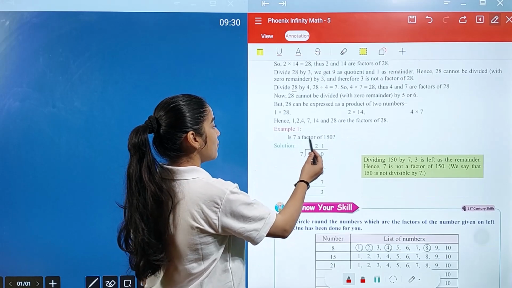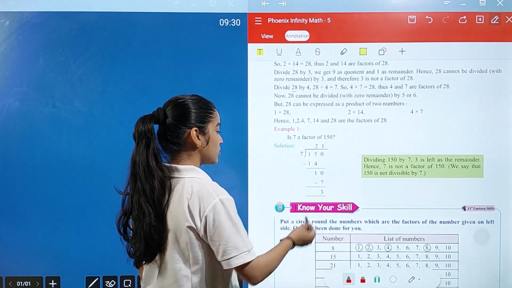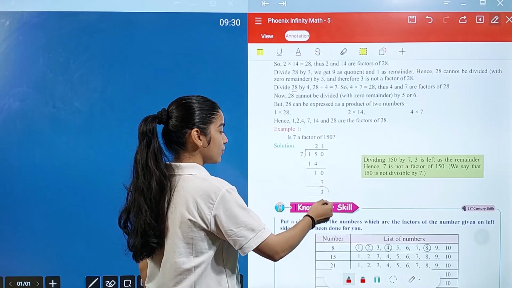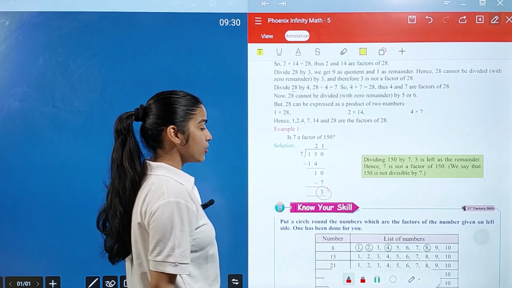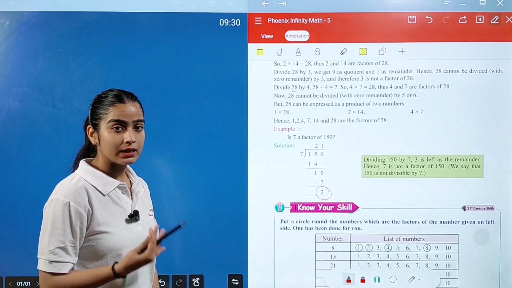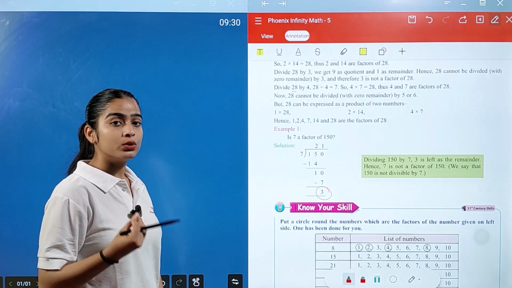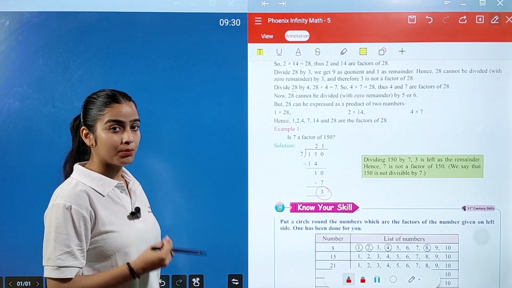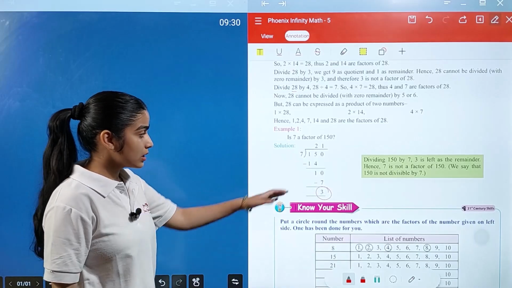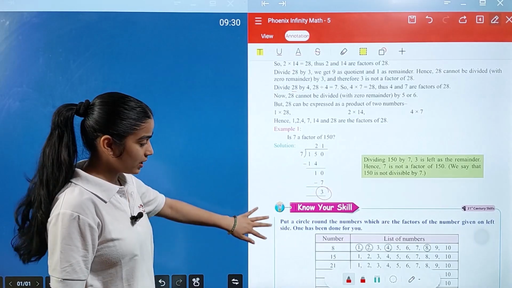Is 7 a factor of 150? Let's find out. When we divide, in the end we have a remainder. We already learned in the definition of a factor that there is no non-zero remainder when we divide a number by its factors. So in this case, 7 is not a factor of 150.